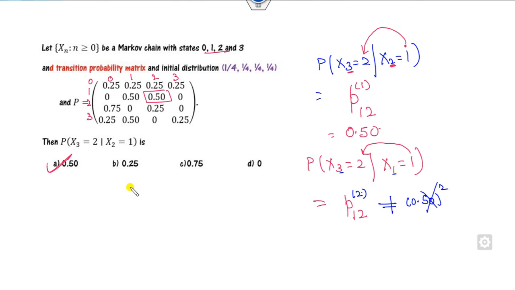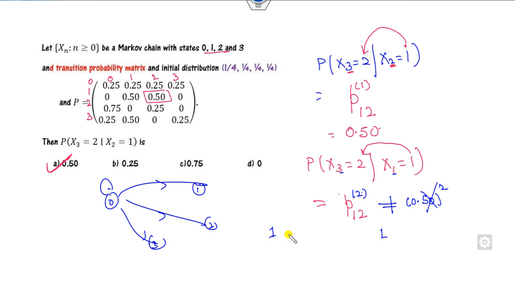There are two ways. Firstly, you can draw the diagram if you want. You can draw the diagram in this manner, 1 to 2 here. And then you can write 1 to 1, 2-step period. Look at how many ways you can go like this. This is the way, 2 to 0 and 2 to 2, 3 to 1.